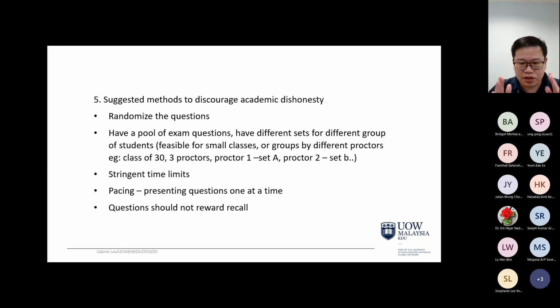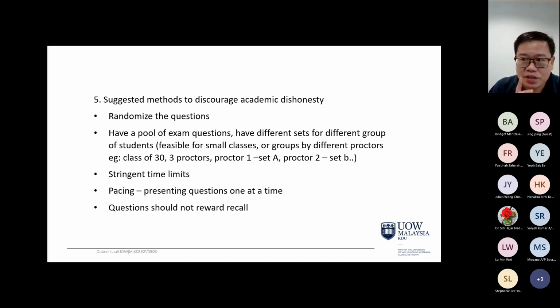Three, stringent time limits. Very fixed. You can have even shorter time limits. You can break down your assessment, even though it's 1 hour, into 15 minutes. So you say, okay, 15 minutes, finish it up, so students do not have time to cheat. So there are many ways. A lot of the current software available today allows for all of this also.